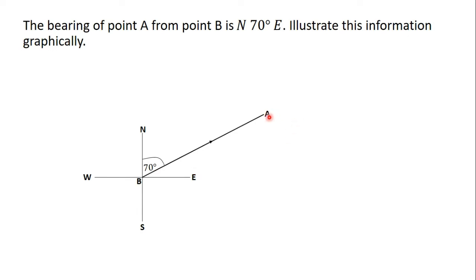Our ending point is point A, because the question told us to represent the bearing of point A from point B on the diagram. So our starting point is point B and our ending point is point A. The bearing is north 70 degrees east. So when you are given a question like this, represent on the diagram, the first thing you need to do is to draw the diagram. You indicate your starting point. You draw the bearing, then you indicate your ending point.